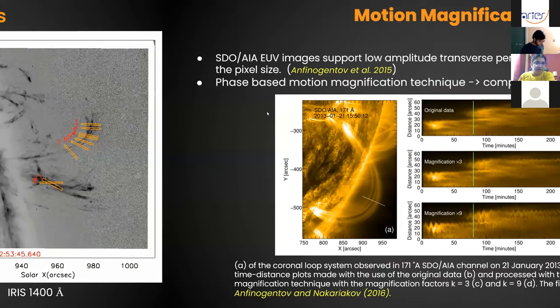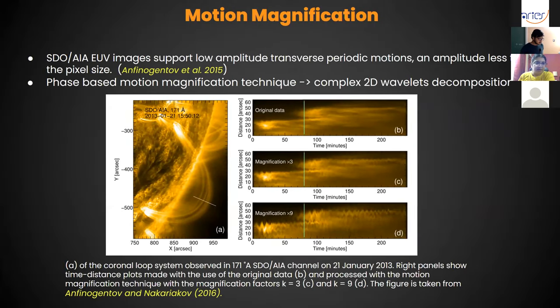It was previously established that SDO AIA UV images support low amplitude transverse periodic oscillations or motions which have an amplitude less than a pixel size. So we have used this motion magnification technique, which uses phase based magnification. It decomposes the images into complex 2D wavelets, and after that it magnifies the phase for any transverse motion. In this particular image, in the original data, we are not able to see any oscillation by our eye.